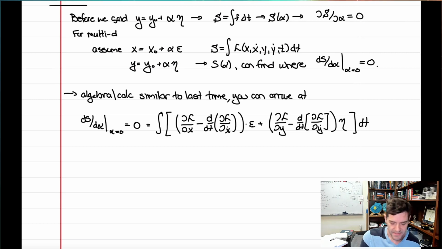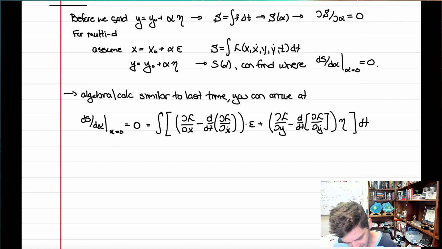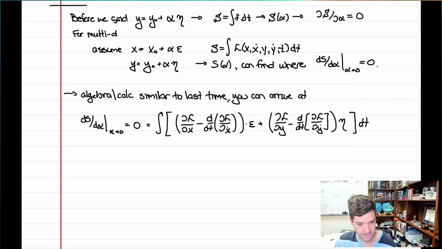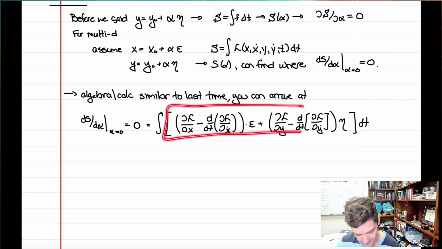Remember, last time we had an integral that just looked like this part here, the integral of the highlighted part. And we made an argument that if this entire thing is equal to 0 for an arbitrary eta, that can only be true if it is always the case that the highlighted part is 0. And then we call that the Euler-Lagrange equation. Now we've got a similar thing where this entire big thing, when we integrate it, is equal to 0.